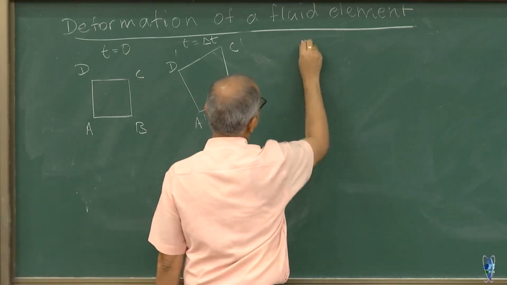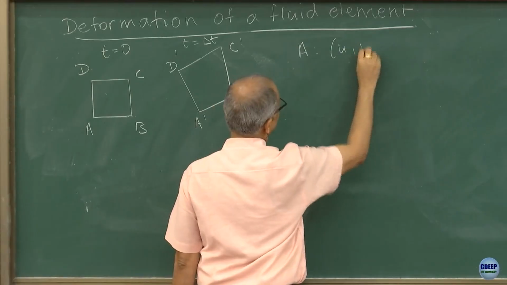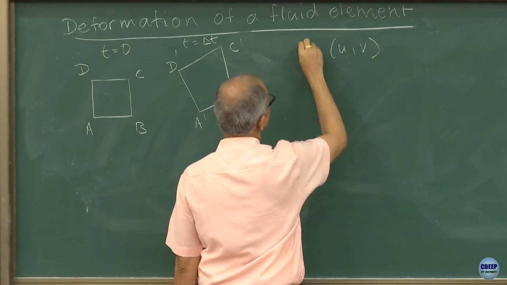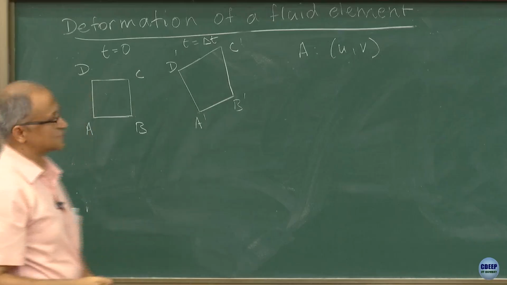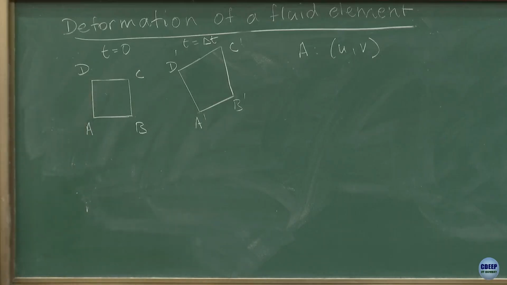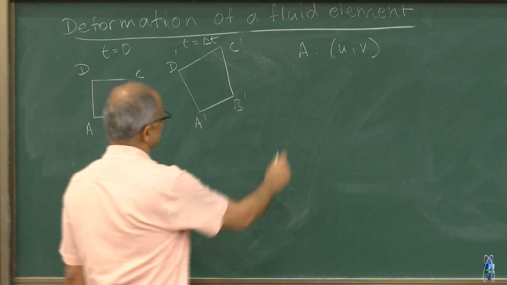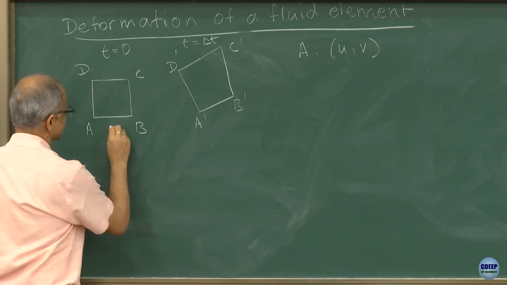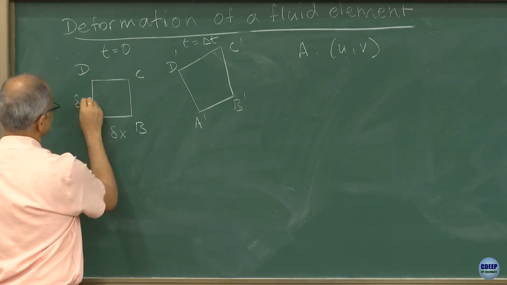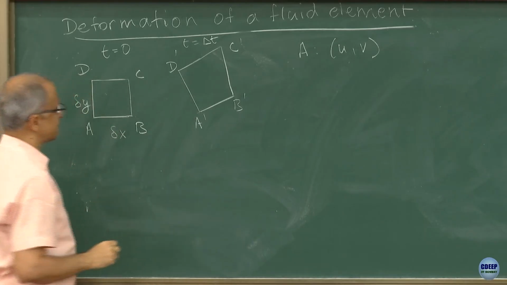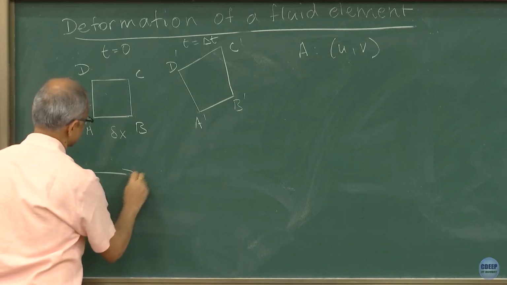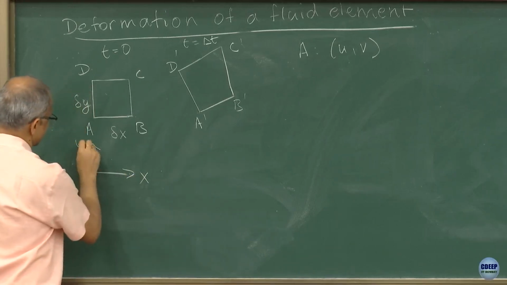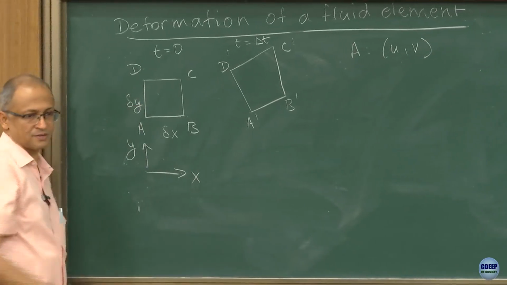As we said, the velocity of point A is u comma v. I'm doing it in 2D, we can do it in 3D, but of course 3D is far more difficult to visualize. So we will restrict ourselves to 2D, and we will see that the same thing can then be generalized into 3D without actually doing it. If I know the velocity at point A, what is the velocity at point B? Assuming that this element has a size delta x and delta y, and of course our coordinate axes are x here and y in the other direction.